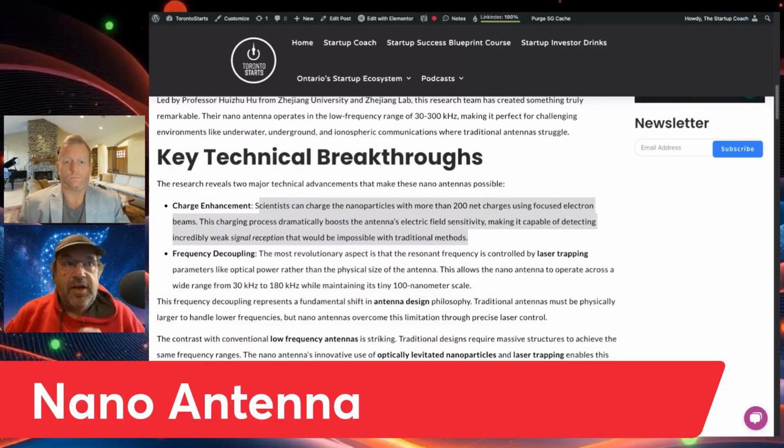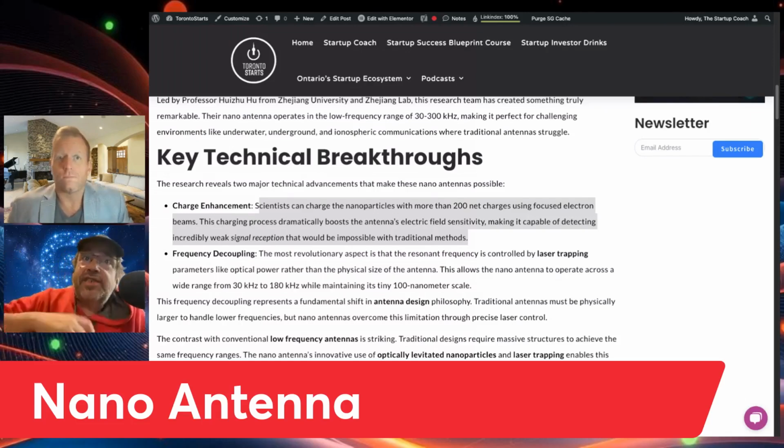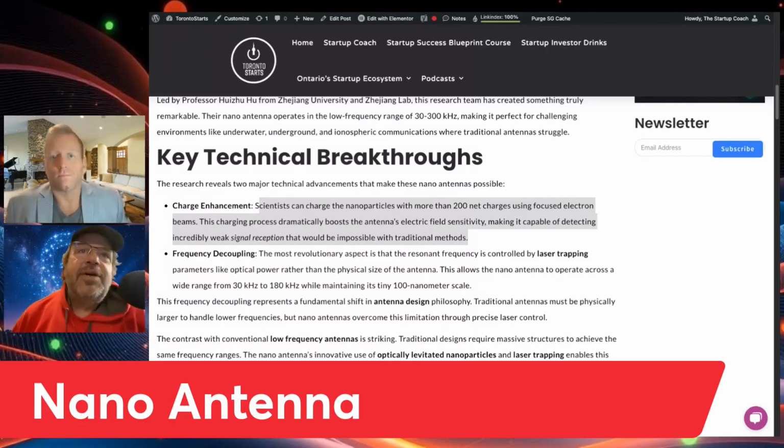When I first saw this, my first question was, great, when am I going to get a really small antenna for my house that actually gets a lot of signals? But no. Yeah.